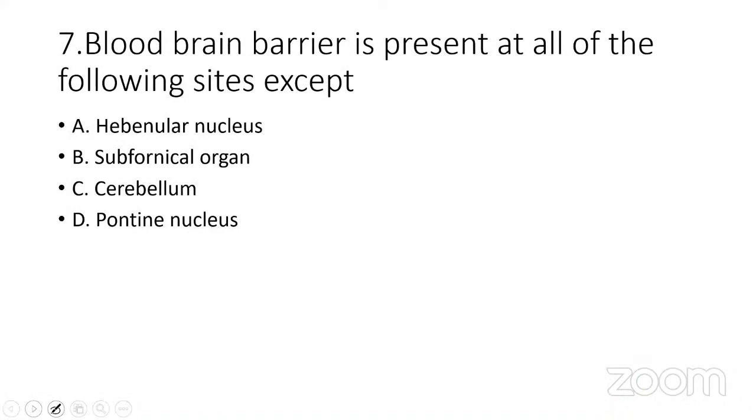Next is: blood-brain barrier is present in all of the following except. Blood-brain barrier is present in all of the following sites. Option A, habenular nucleus; option B, subfornical organ; option C, cerebellum; option D, pontine nucleus. So there is a protective barrier between the brain and the capillaries or blood vessels.